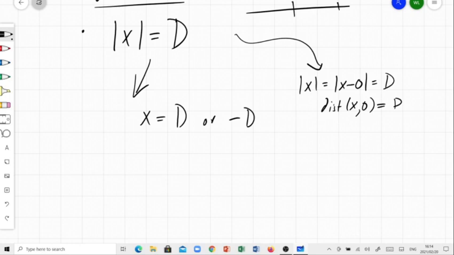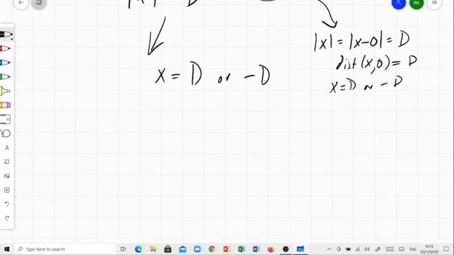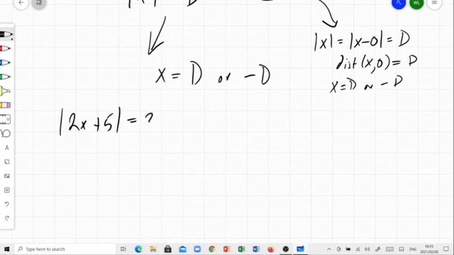So you can go either right or left. Therefore, this will force your x to be either d or minus d. Okay, so let's give an example of this. Suppose I ask you to solve the absolute value of 2x plus 5 equals 3. Solve for which x's this is satisfied.